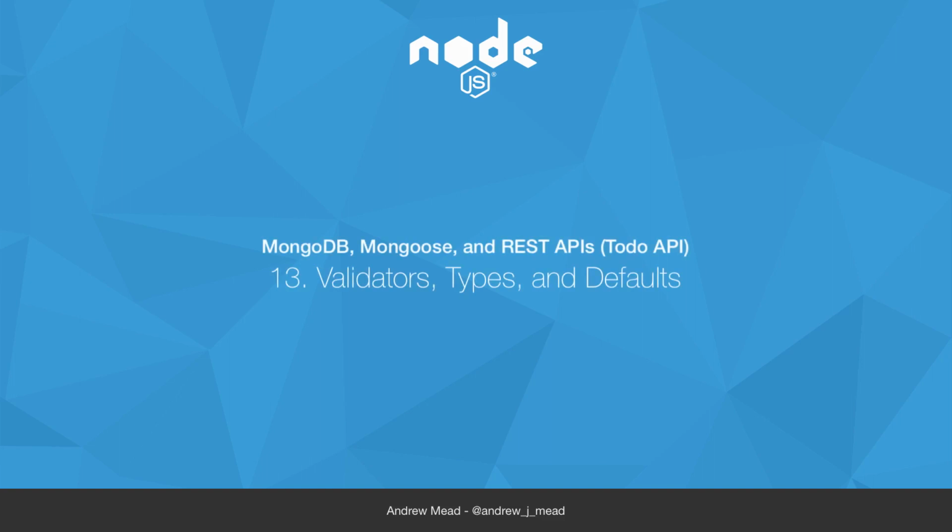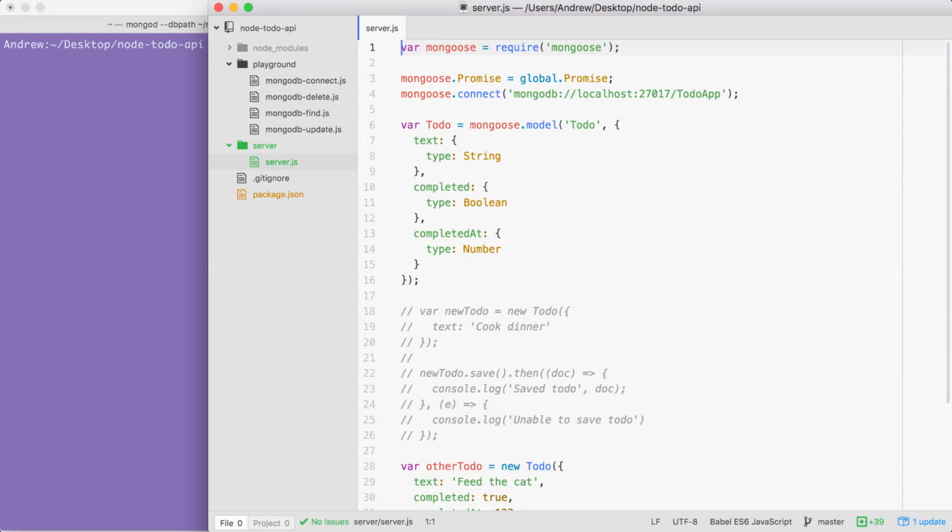In this video, you're going to learn how to improve your Mongoose models. This is going to let you add things like validation, you can make certain properties required, and you can set up smart defaults. So if something like completed is not provided, you can have a default value that gets set. All of this functionality is built into Mongoose. We just have to learn how to use it.